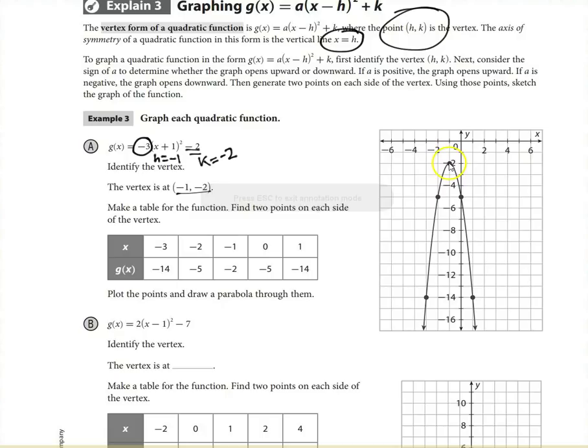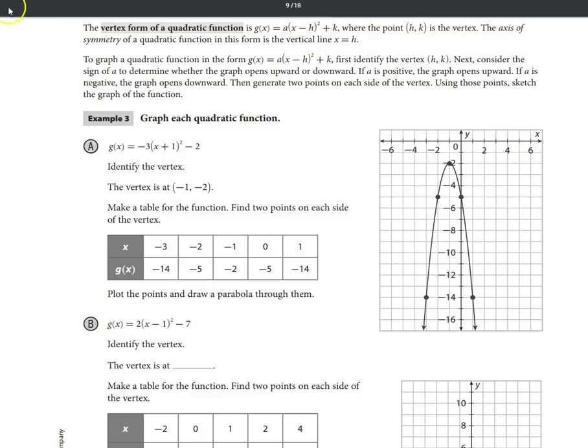So we can go ahead and locate that point. You can see they have located that point on the graph over here. There's the point (negative 1, negative 2). And then you can see that if you go over 1 unit, then you have to go down 3 units, and that's the vertical stretch by a factor of 3. And you can see that it is opening downwards, and that is because the value of a is negative.